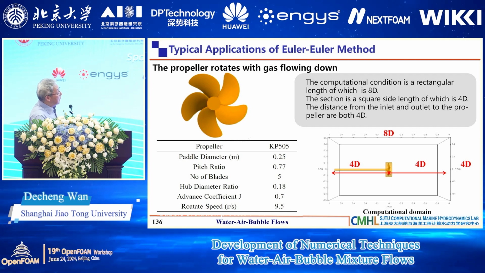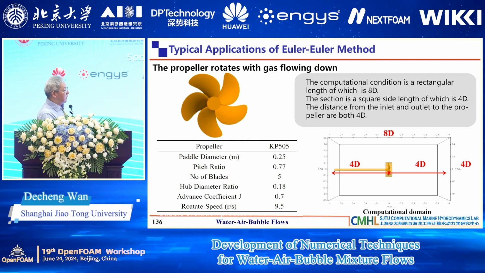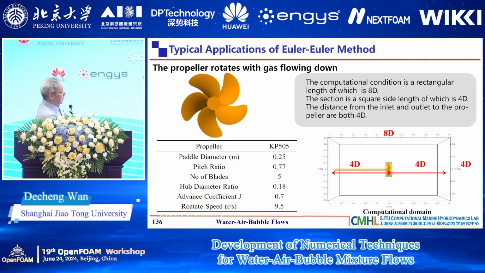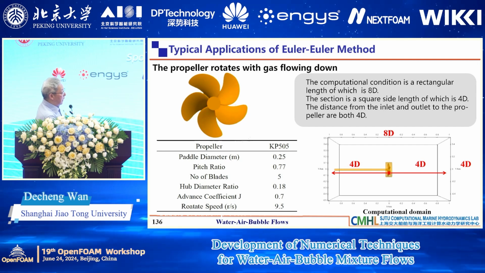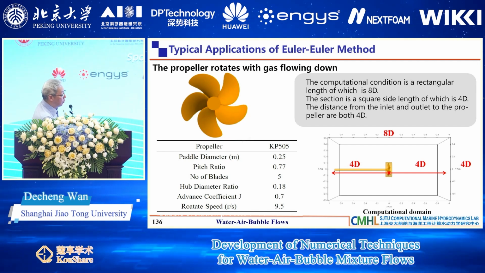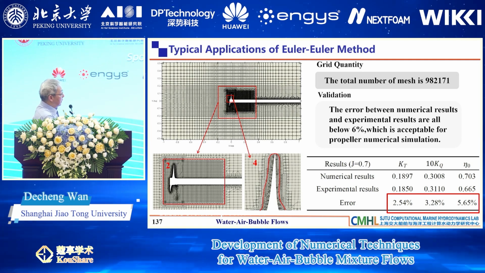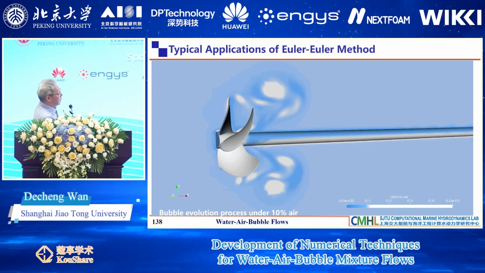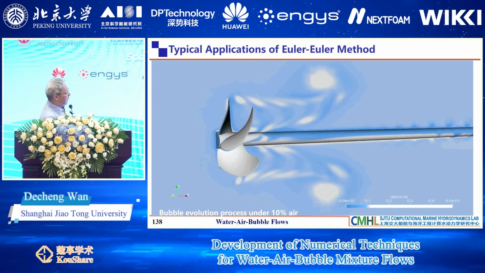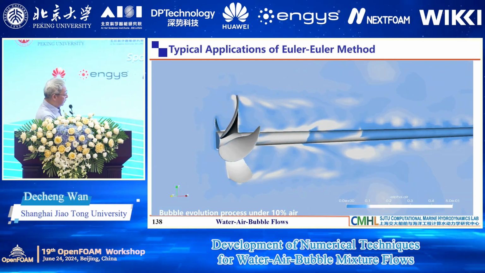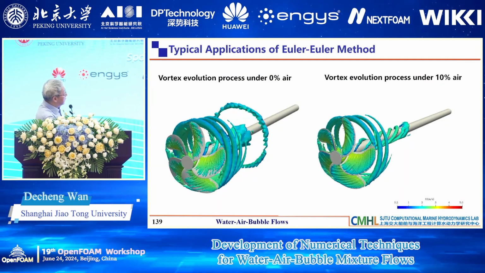So another example is the propeller. As I said, if the propeller is working in pure water, compared to the propeller operating in air-water two-phase flow, what's the difference? This is the grid system to calculate the propeller. So you can see this is a propeller running in air-water. So this is no air.